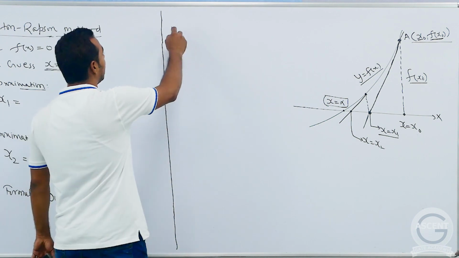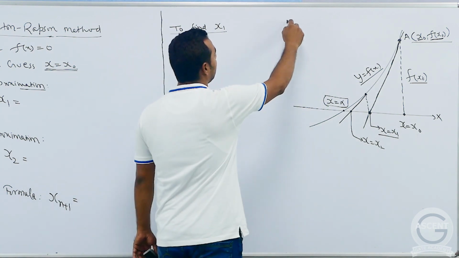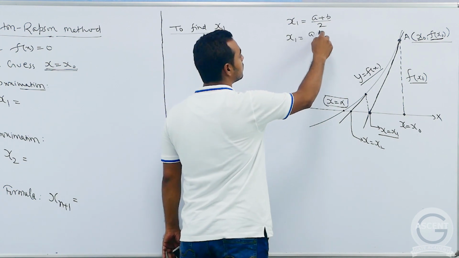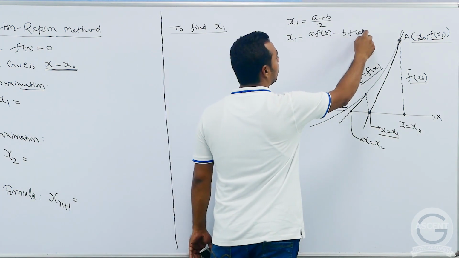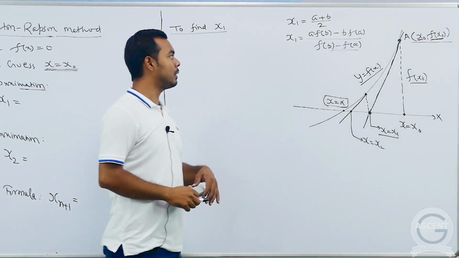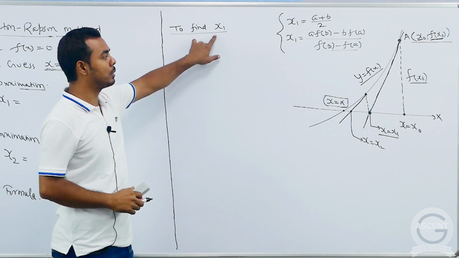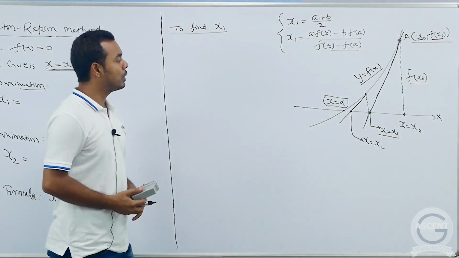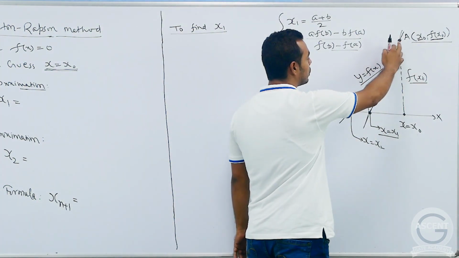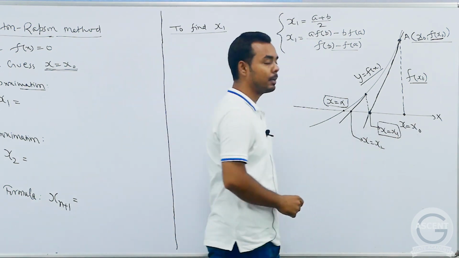Now our aim is to find the formula to calculate x1. The formula for calculating x1 in bisection method was (a+b)/2. In regula-falsi method, x1 was (a f(b) - b f(a)) / (f(b) - f(a)). The same formula was also there in the case of secant method. Now we are going to see what the formula for x1 should be in the case of Newton-Raphson method. Here we have drawn a tangent at this point A, so we have to write the equation of this tangent line, and the point where this tangent line crosses the x-axis will be our first approximation x1.